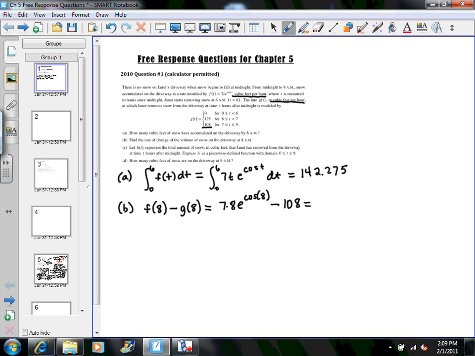So when you put this into your calculator, you get negative 59.582. Or you could say 59.583. Make sure you put your units. You don't actually get a point on this particular question for having units, but a lot of times you do get points for units. These are both in cubic feet per hour, so it's cubic feet per hour.